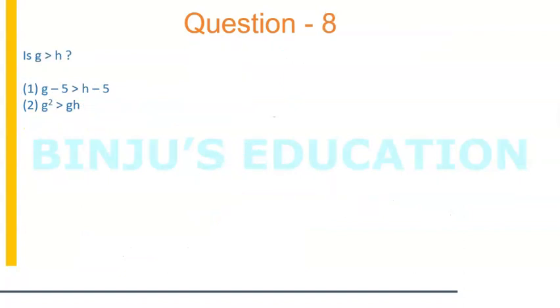Alright, pause the video and draw this question number 8, please. Alright, let's see what we can do with this one. So is G greater than H? This is the question. Statement number 1: G minus 5 is greater than H minus 5. I think this statement is quite doable.